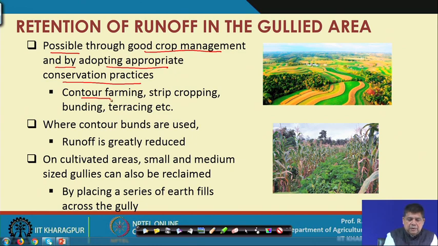contour farming, where we do all cultivation along the contour; strip cropping, where there are 3 types, remember, where crops are grown in strips across the slope; or the engineering measures like bunding and terracing. So, either we can go for bunding a particular area or terracing a particular area, and we know that all these measures basically focus on conserving the water on the surface.